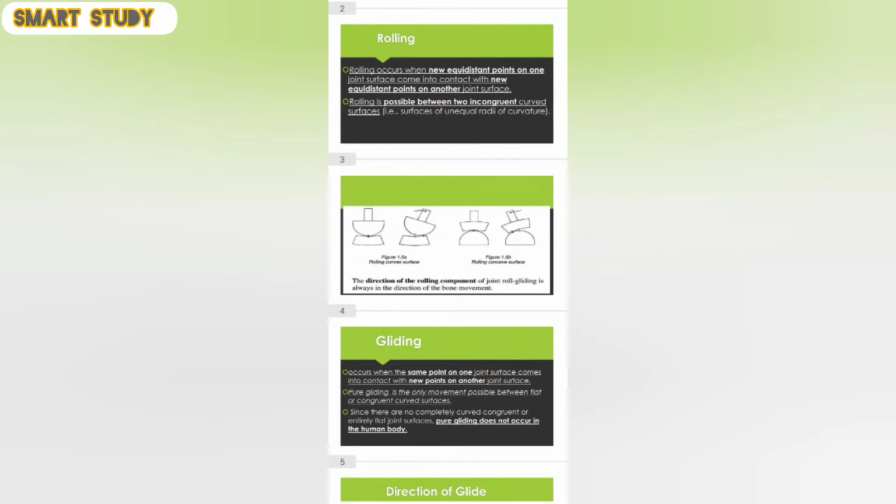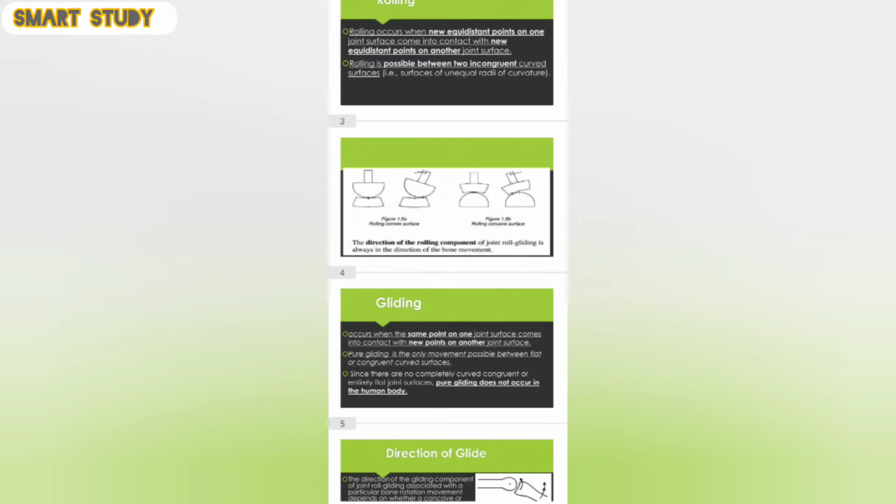In the fourth slide we have two figures. The first figure shows us the rolling convex surface, and the second one shows us the rolling concave surface. The direction of the rolling component of joint roll gliding is always in the direction of the bone movement.